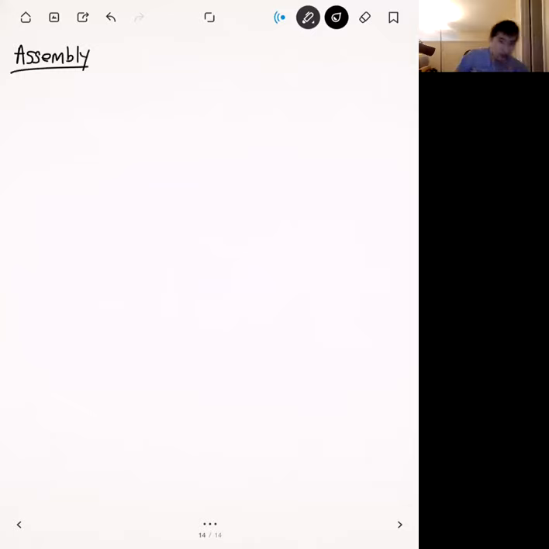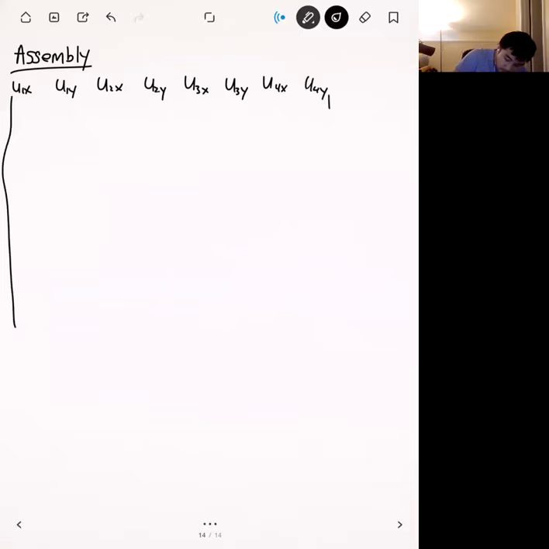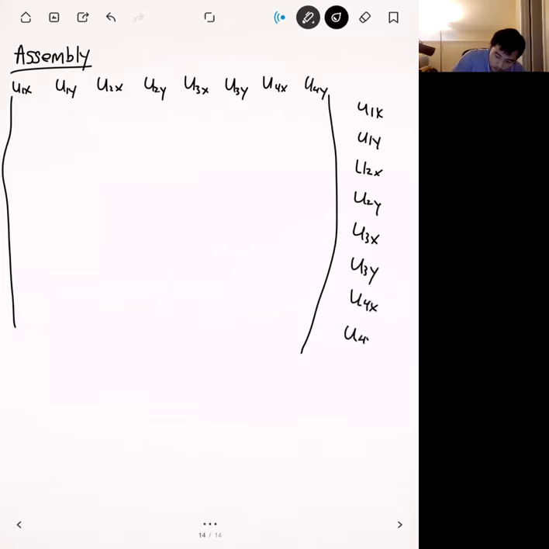Remember, for assembly, I don't want you to actually fill these in, but just show me where you would put these. All right. And so we have U1x, U1y, U2x, U2y. I'm just setting the columns for the matrix here. And for the rows, we have U1x, U1y, U2x, U2y, U3x, U3y, U4x, U4y.